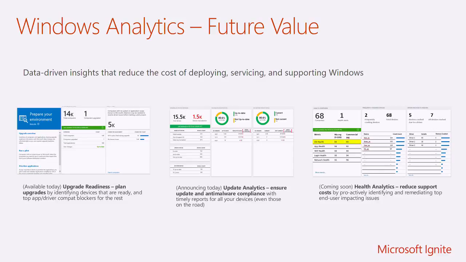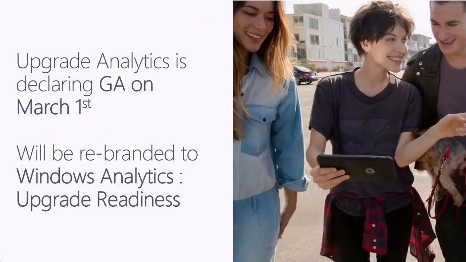And now, if you have really good eyesight, you might notice on the left there where we have the Upgrade Analytics piece, we're calling it Upgrade Readiness. That's because as of March 1st, we will be declaring GA for Upgrade Analytics. So that's when we will go into general availability, and at that time, we're going to be rebranded as Windows Analytics Upgrade Readiness. And so we will fall under that Windows Analytics umbrella, and our piece of that will be called Upgrade Readiness. The idea is that we want to provide an end-to-end tool for you to be able to manage your devices from upgrade to updates, and then the overall health within your ecosystem.